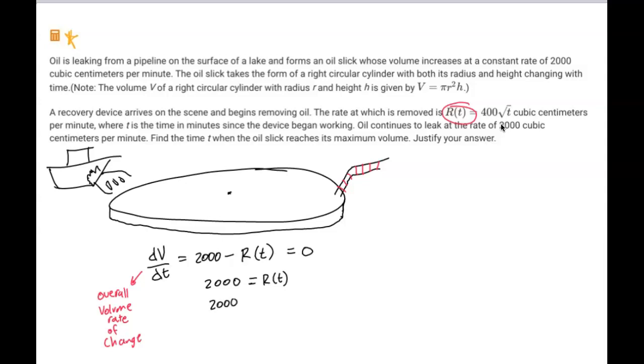Let's see, 2,000 equals 400 root T. Divide out the 400, what do we get? Five equals root T. Square both sides, T equals 25. Just 25, right?